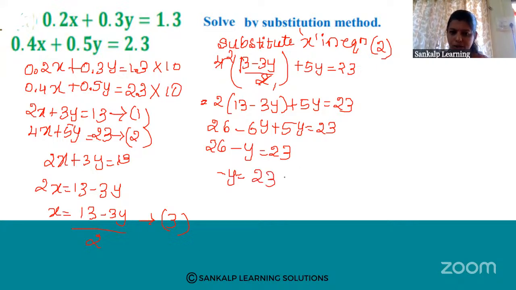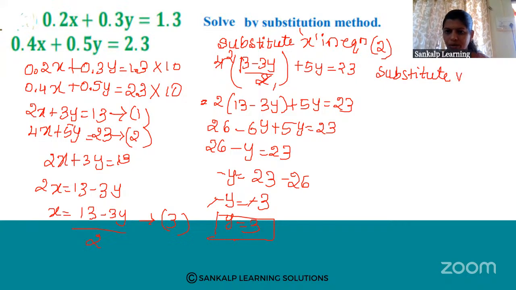Transfer this 26 to this side. This is minus 26. So, minus y is equal to 23 minus 26, that is minus 3. Minus and minus will get cancelled. y is equal to 3, we will get. Now, substitute y in equation number 3. Then we will get the x value, right? Substitute y in equation number 3.